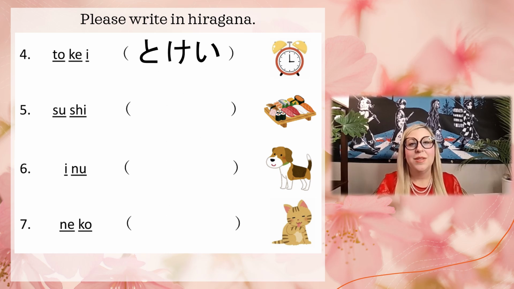Number 5, sushi. And we see on the right, of course, we know that word is sushi. So that has 2 hiragana, su and shi, sushi.